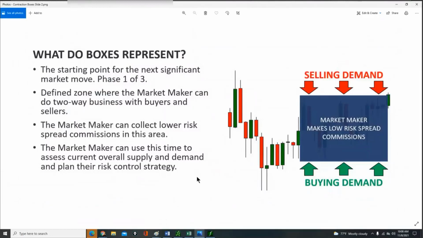This is where market makers do two-way business, right? There are buying demand zones, which we talk about, which I'm learning extensively as well, and supply zones, right? Selling demand. And they collect the spread and they're just matching buyers with sellers, right? They're doing two-way business. They collect low-risk spreads in this area. The market maker can use this time to assess current overall supply and demand and plan what's about to happen.